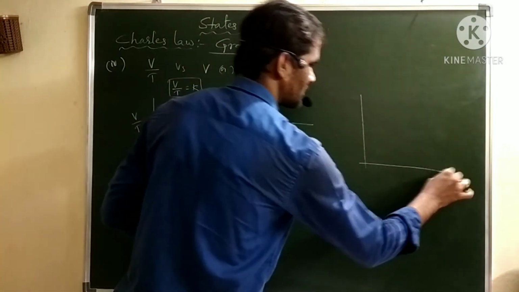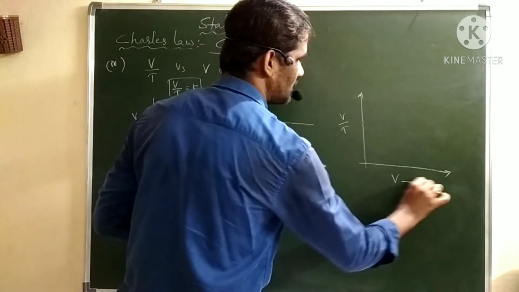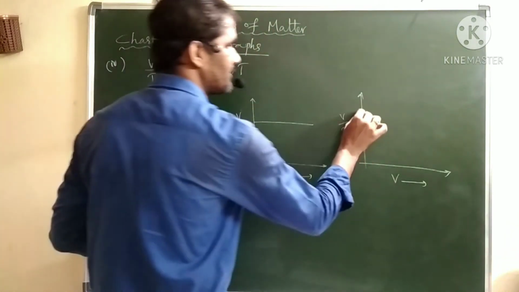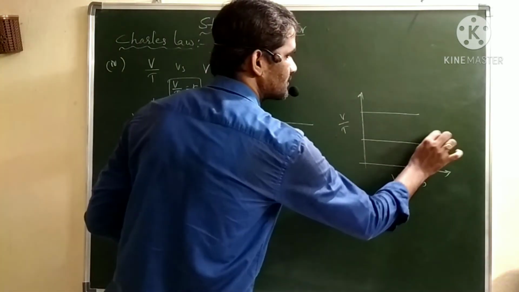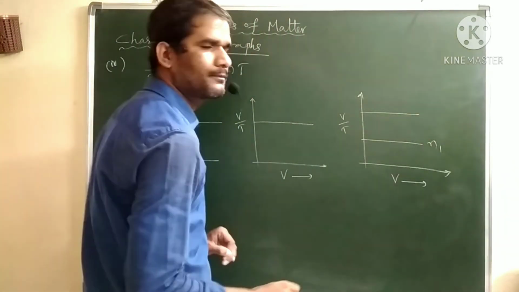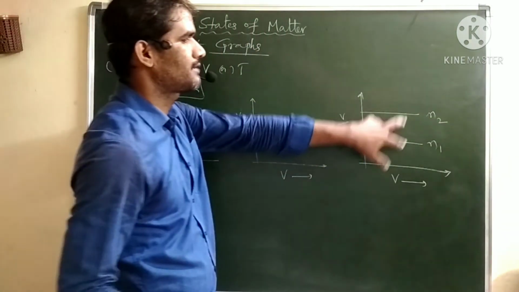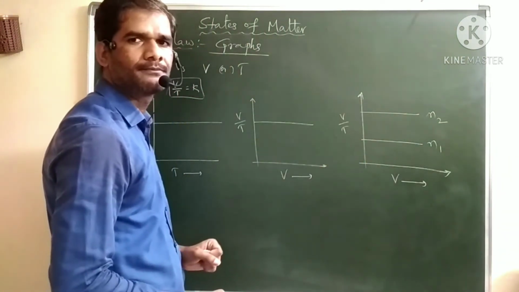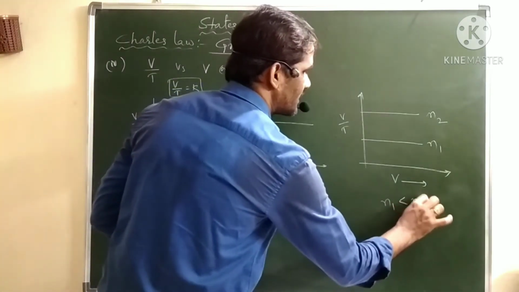Let us discuss one more graph here: V by T versus volume. But let us take various graphs. Let us assume constant pressure, but number of moles 1 here and number of moles 2 here. Now, what is the relation between N1 and N2? So here the relation is N1 is less than N2.